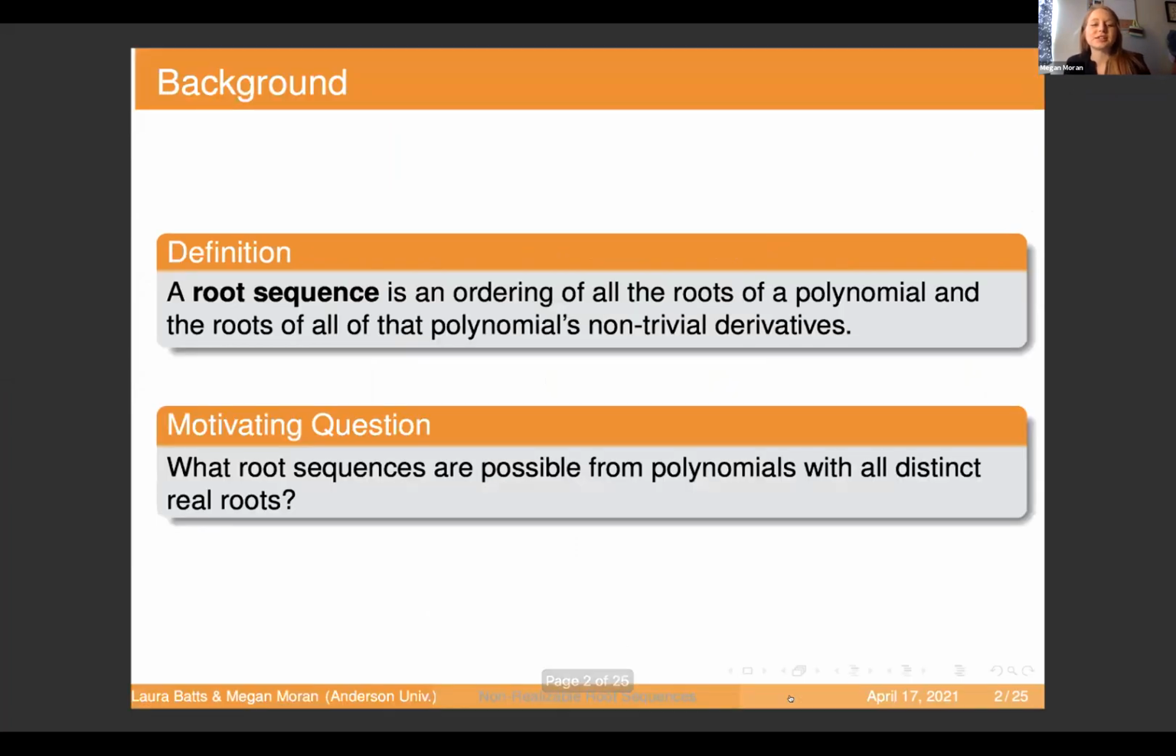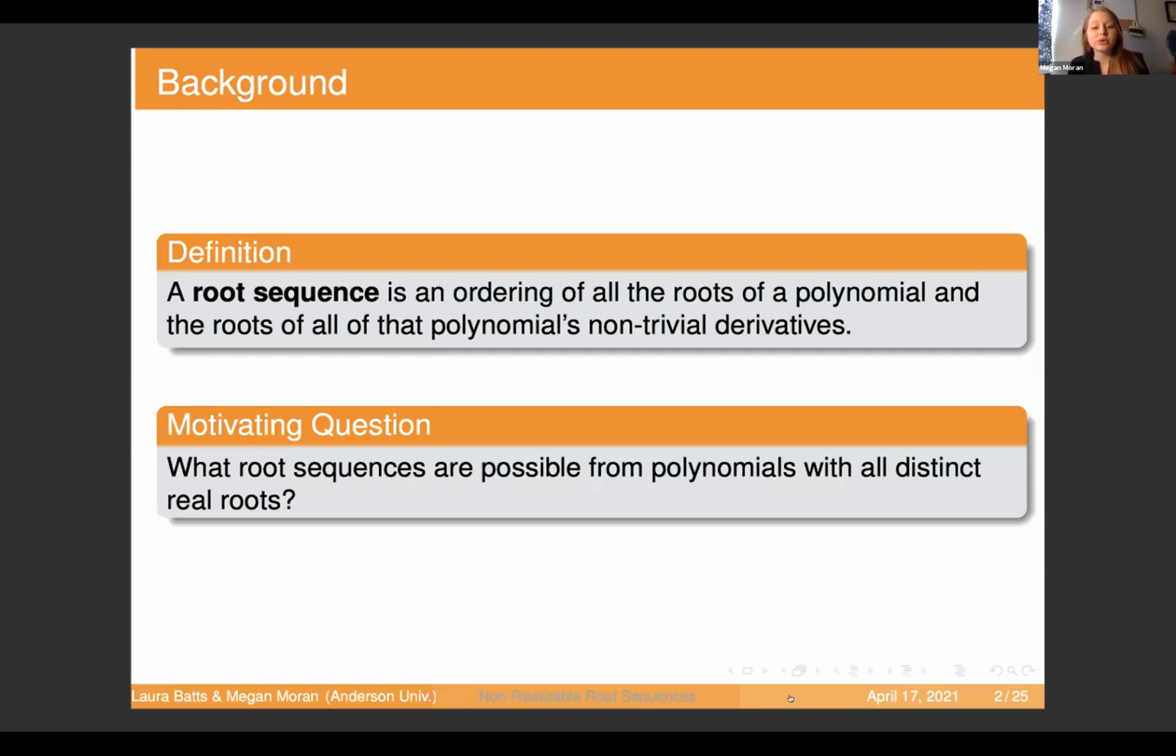All right, sweet. Okay, so we're going to start out first with some definitions and some notation and some different tools to put in our toolbox, and then we will finish by making our claim and doing a proof over that. So first, we want to start out with what is a root sequence?